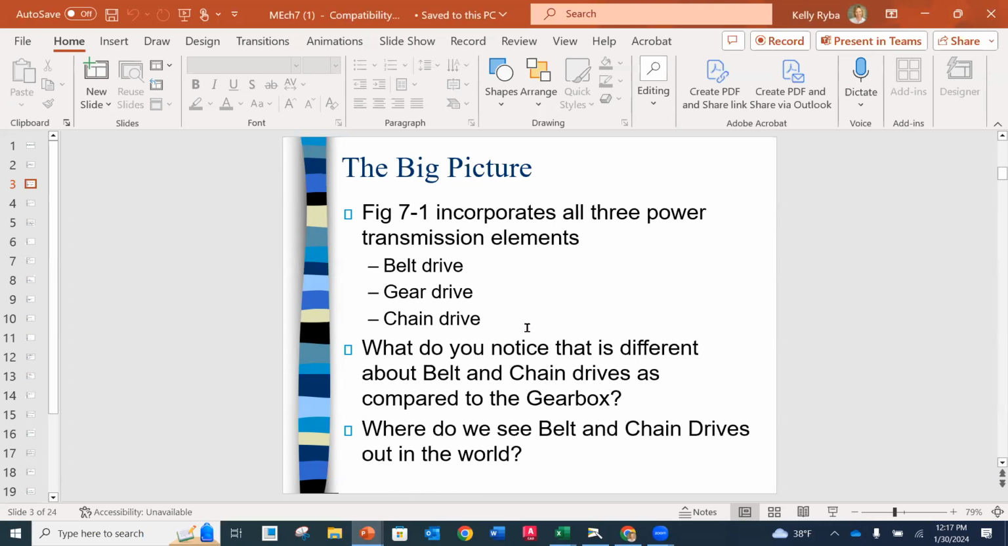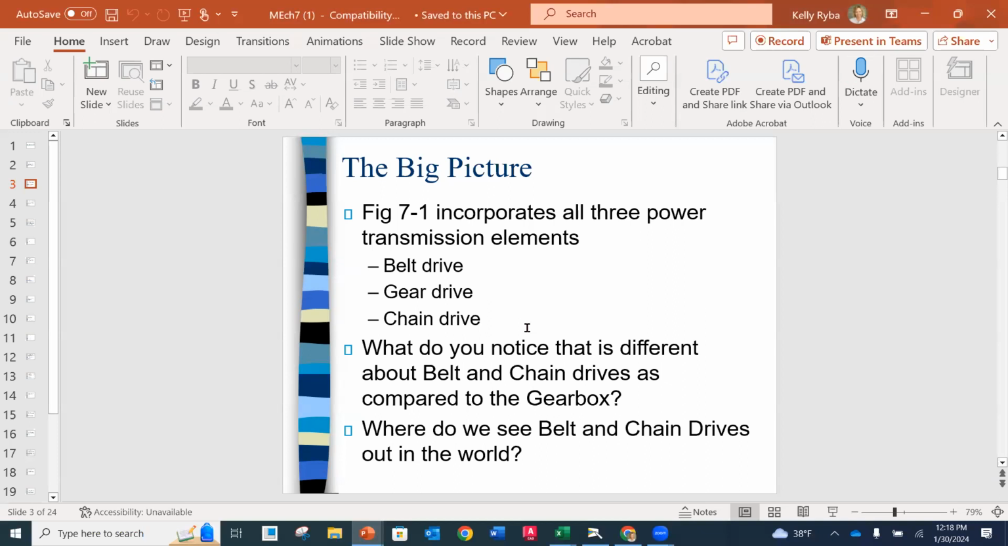What do you notice is different about the belt and the chain drives compared to the gearbox? And maybe I already kind of alluded to the big one. What do you notice is different in those applications? Yes, the center distance is the big thing. Anything else that you notice? We don't see the gears here, but we know about gears. What else? Yeah, the gearbox is enclosed, and most often we're going to have chain drives and belt drives out in the open, or at least guarded if they need to be.